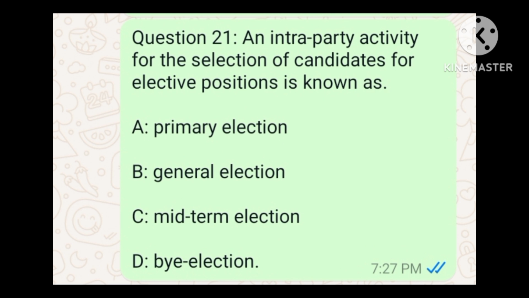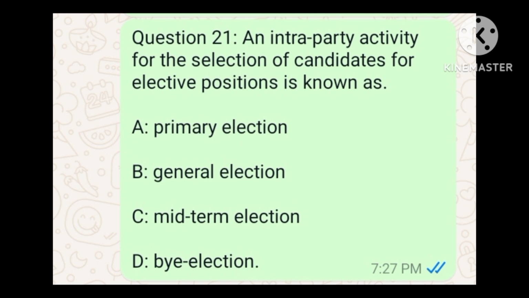The question is, an intra-party activity for the selection of candidates for elective positions is known as. Option A, we have primary election. Option B, general election. Option C, midterm election. Option D, by-election. A primary election is an election conducted by political parties to choose their candidates, to choose those that will use their name to run for the election.